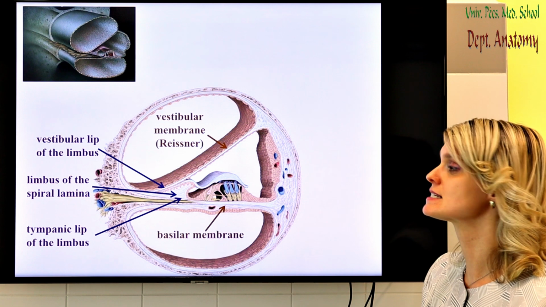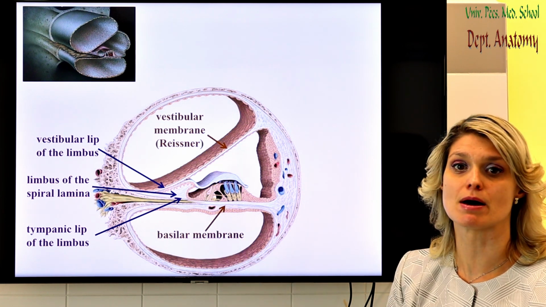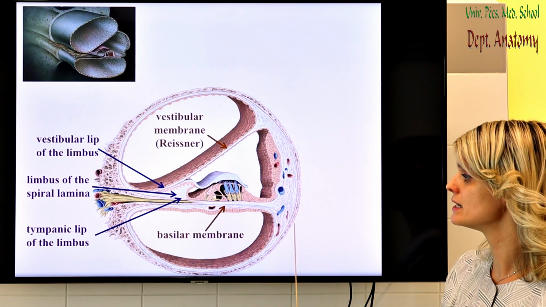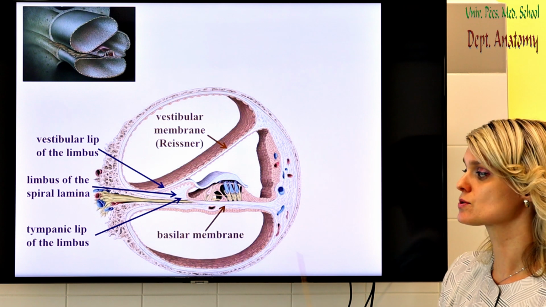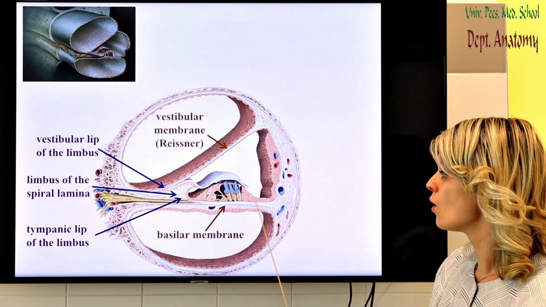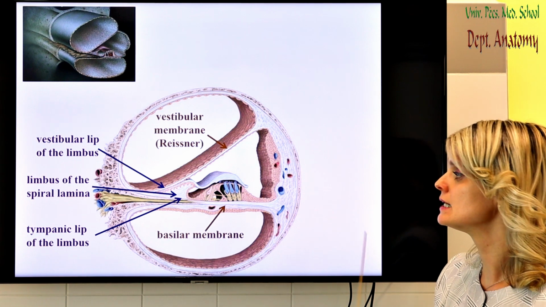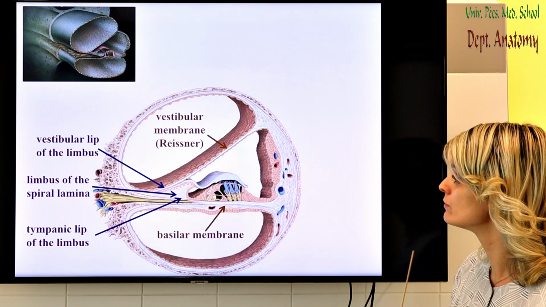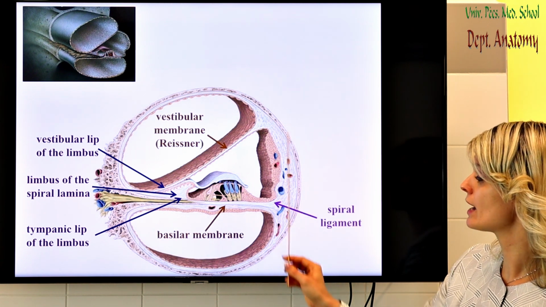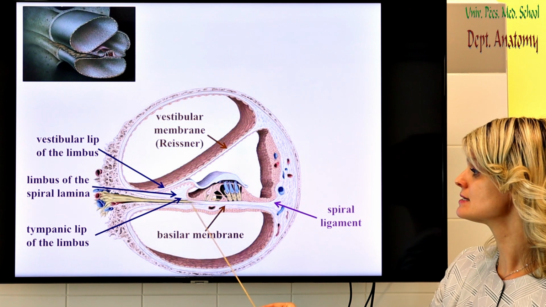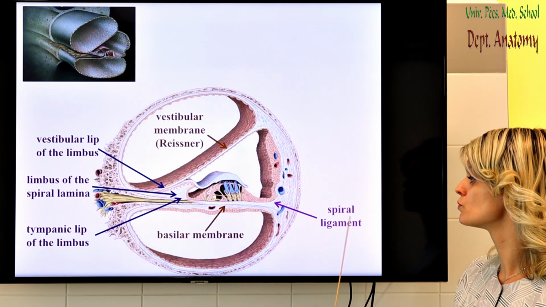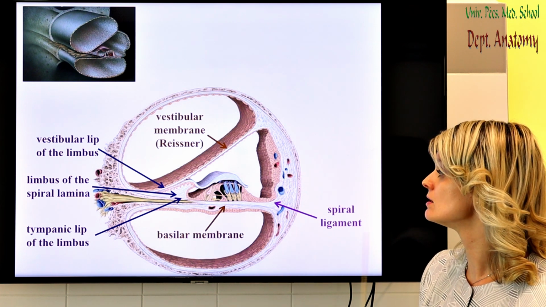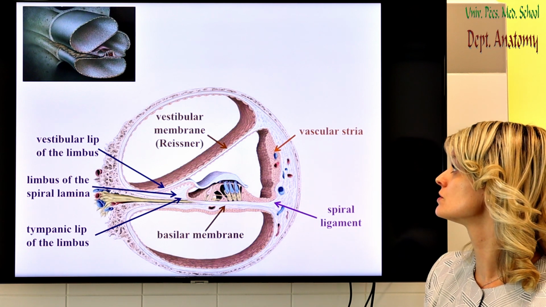This is called the vestibular membrane or Reissner membrane, and the other membrane is located between the scala media and the scala tympani. It's called the basilar membrane. On this basilar membrane will sit the receptor, the organ of Corti, which is responsible for hearing. What are the other structures we have to mention there? The basilar membrane is fixed to the lateral wall by the spiral ligament, and there we can see stratified epithelium, which is called the stria vascularis.